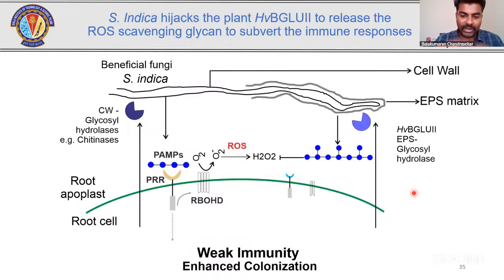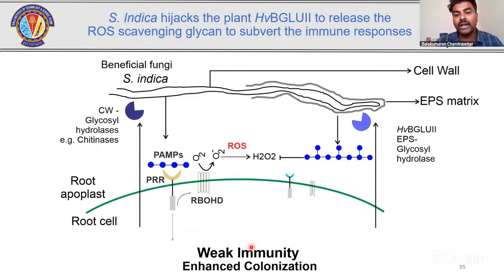Okay, so this is a summary of the model we have found. It is already known that glycosyl hydrolases like chitinases act on chitin to release chitin PAMs, which are recognized to activate immunity. Now the beneficial fungi have an additional layer called the extracellular EPS matrix, and the fungi are also hijacking a protein, the HBBGL2 enzyme, to degrade the EPS matrix and release the ROS scavenging factor, which scavenges the ROS. As a result, ROS will not be converted into hydrogen peroxide, and these immune receptors will not be activated, leading to weak immunity or enhanced colonization.